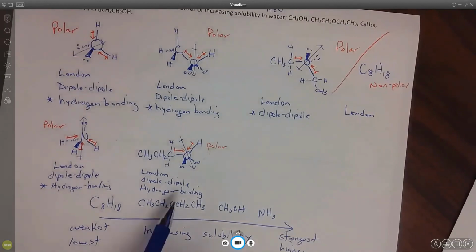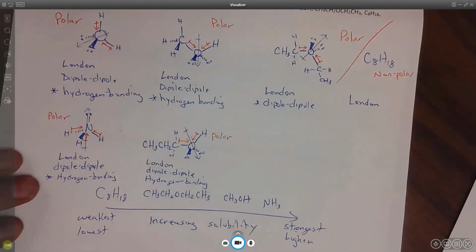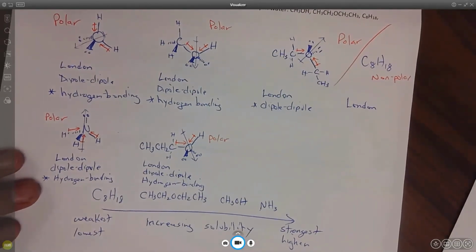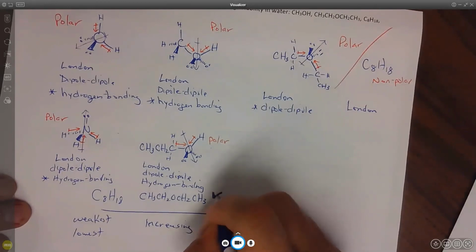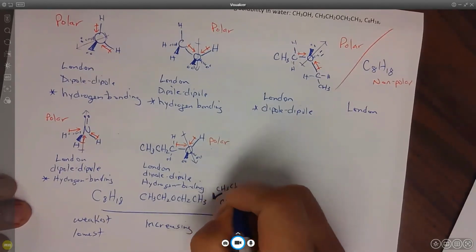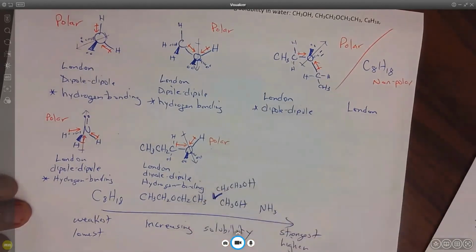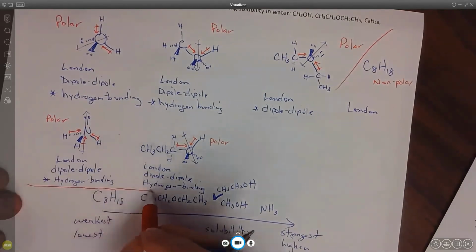Okay, Eugenie, where am I going to put ethanol in all of this? It displays London forces, dipole, and hydrogen bonding again. Would it go before the CH3OH? Absolutely. It's going to go here. So this is going to be the CH3CH2OH, and sorry about this being a complete mess.